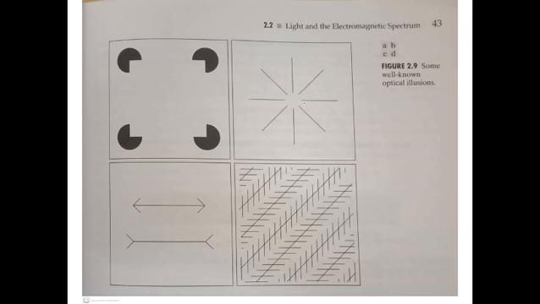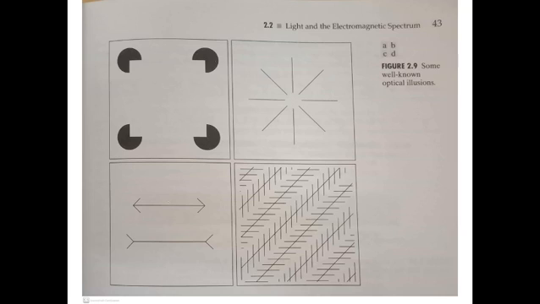Similar to this, if you consider here, there are only lines arranged in some format, but when you look at this you see there is a circle at the center, but actually there is no circle at the center. So this is a wrongly perceived geometrical property.